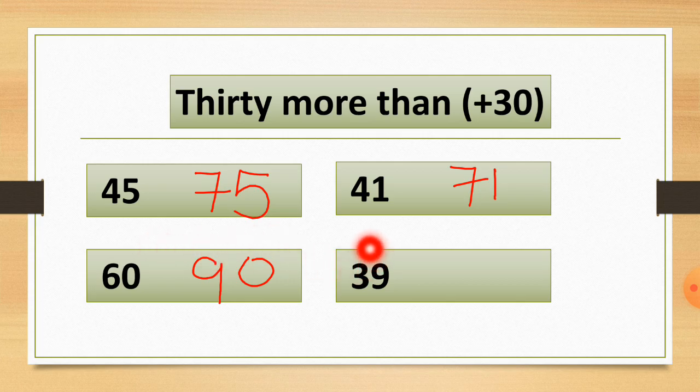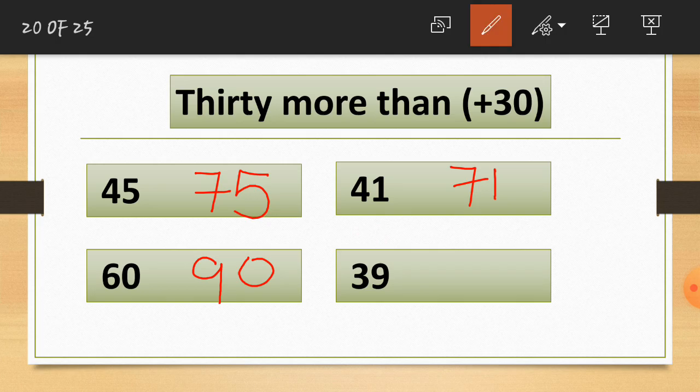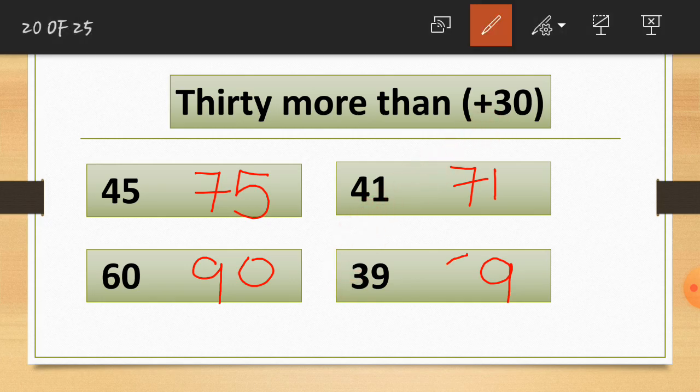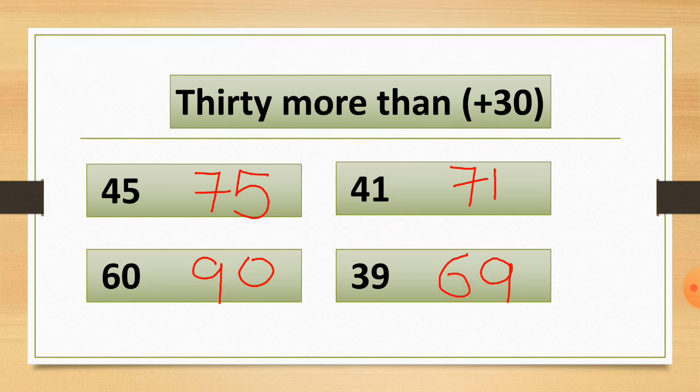Let's move to the next example, which is 39. So here I write the ones value as it is first, and we have to add 3 to this 3. So 3 plus 3 is equal to 6. So I write a 6 here. So we will get the answer 69. You can see how easy this is. So you can also solve these sums in your book by yourself. So students, it is this easy.